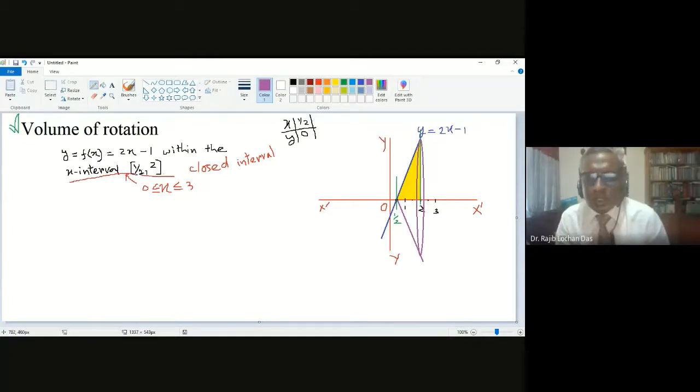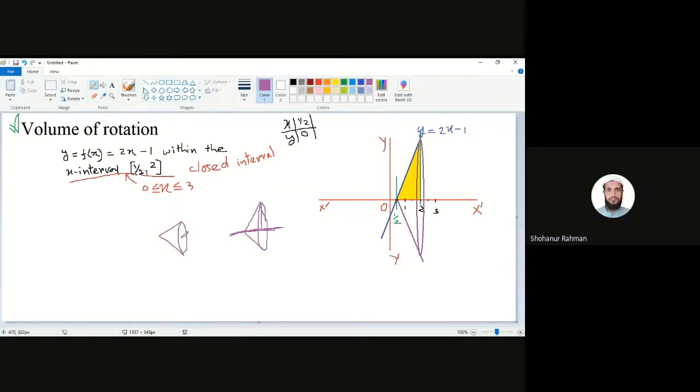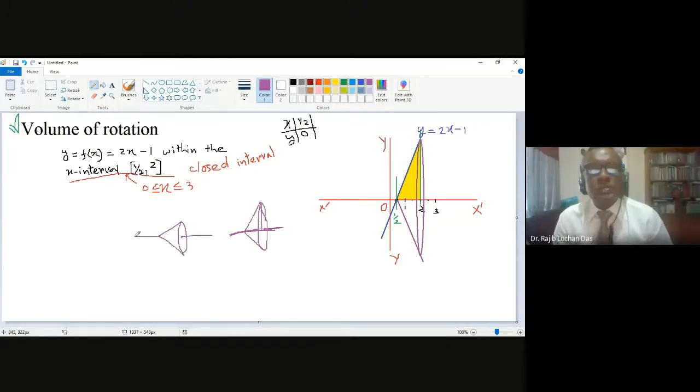That means this is the triangle shaped plate, and now I am rotating it, this is the x-axis line, and I am rotating this thing like that. So what will be the shape? This will be the new shape. That means it is like a cone, like this. Do you understand what I say?